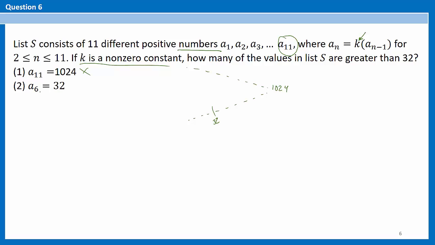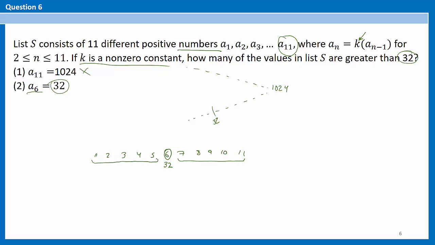Statement 2 says that A6 is 32. Now, there's a coincidence here. We have a 32 and a 32. A6, where is A6 located? Since I have 11 different numbers, let's have 1, 2, 3, 4, 5, 6, 7, 8, 9, 10, 11. 6 is right in the middle. And if this number is 32, that means that there are 5 numbers to the right and 5 numbers to the left.